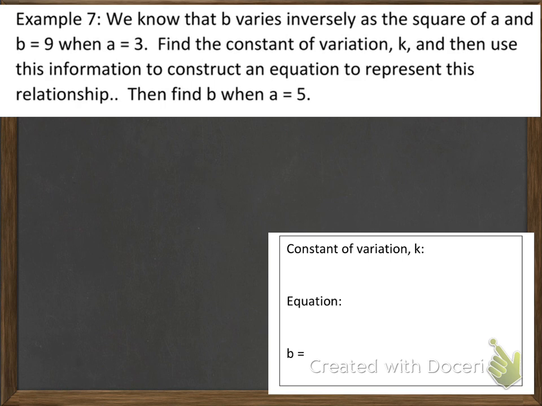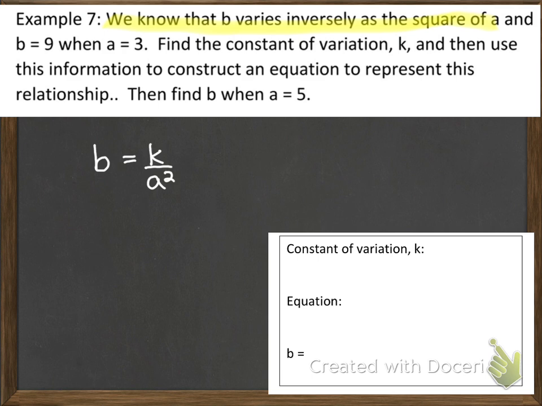Example 7 says we know that b varies inversely as the square of a. So let's just stop there. Whatever the first letter is goes on the left-hand side, so we write b, varies, that means equals. Then we always write our constant of variation upstairs. It varies inversely, so we know that our variable is going to go downstairs, but it's the square of a, so it's k over a squared. So I've taken all of the information in that first part and I've used it.